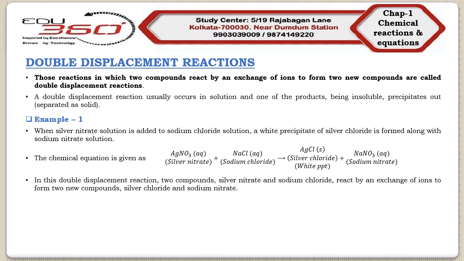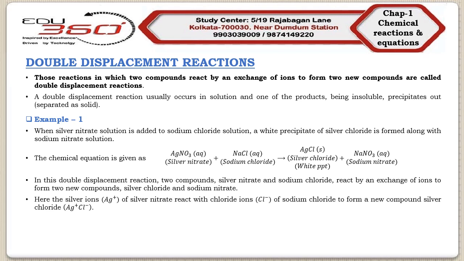So let us consider the exchange of ions between silver and chloride. Here, the silver ions of the silver nitrate will react with the chloride ions of the sodium chloride, and as a result a new compound is formed, which is nothing but silver chloride in the form of a white precipitate. It is represented by Ag+ Cl−. Ag+ represents the silver ion and Cl− represents the chloride ion.